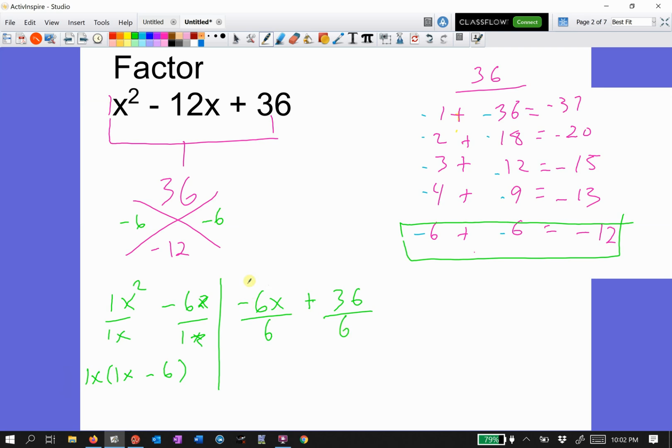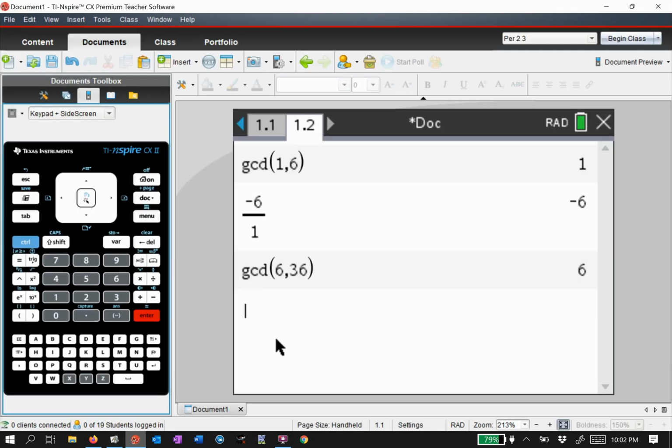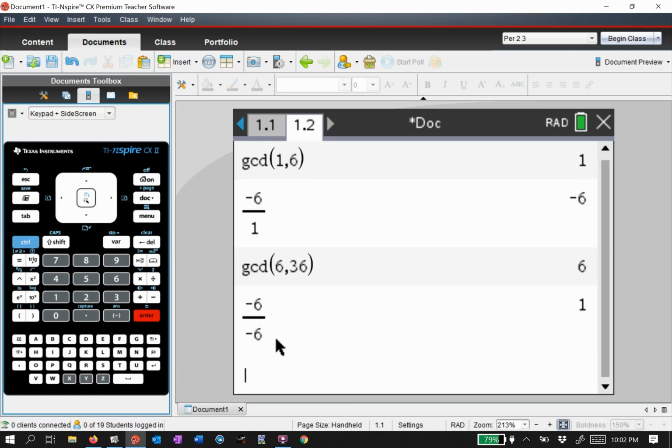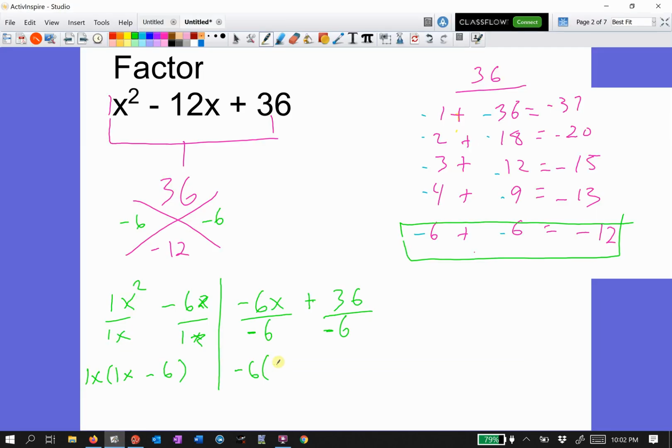Don't forget there's a negative as my first term. I've got to make this division part negative. x here, no x here, then we're good. Negative 6 divided by negative 6. So first I got my negative 6. Negative 6 divided by negative 6 is a positive 1. If you are not sure, please use your calculator. Got my variable x, and then 36 divided by negative 6 will give me negative 6. If you're not sure, use your calculator.